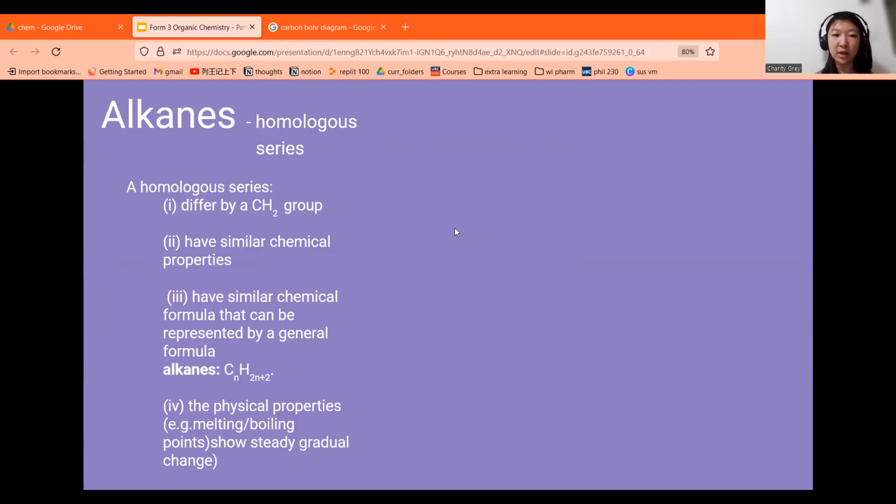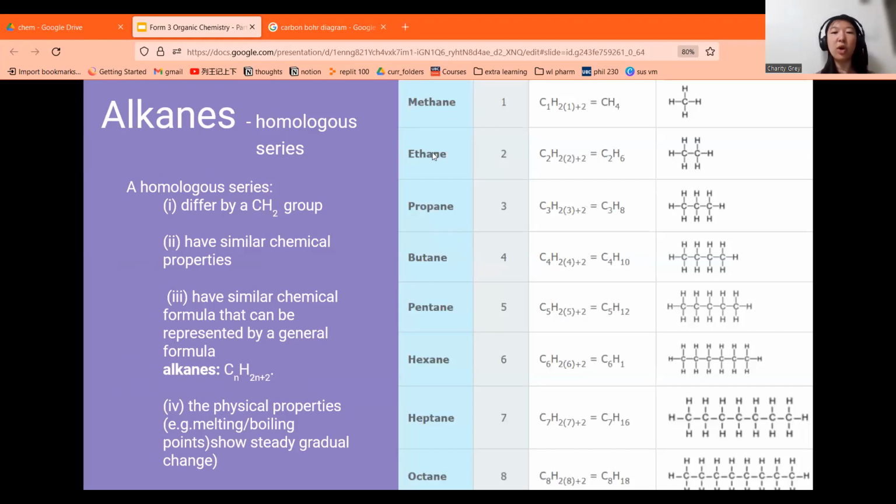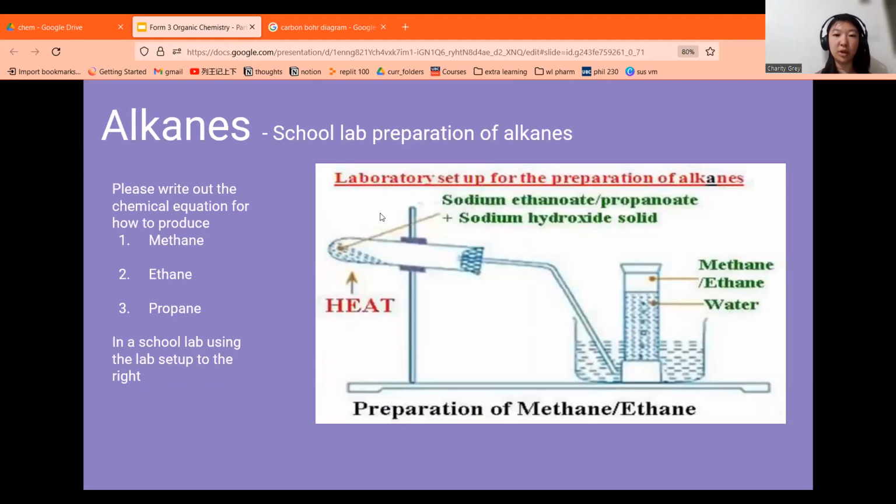Again, looking at the homologous series, we just go off the homologous series. This is where the homologous series comes in. It's interesting and important.